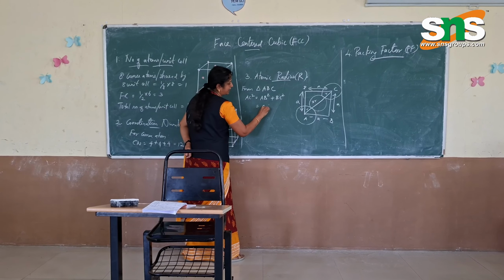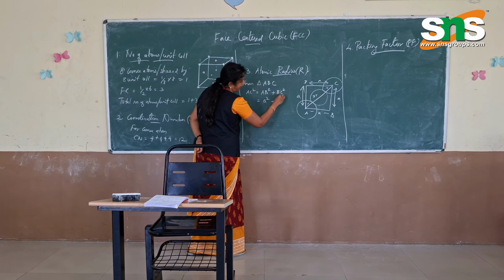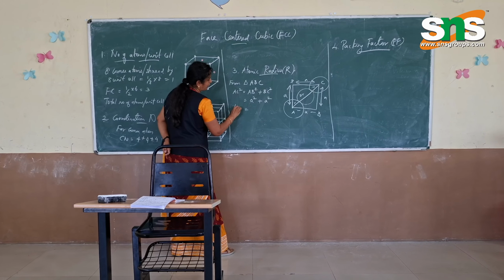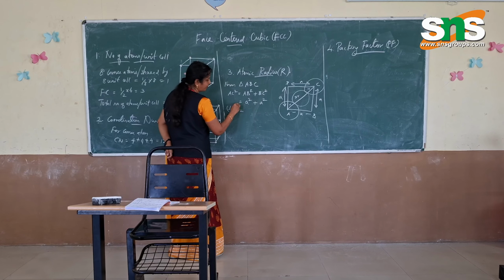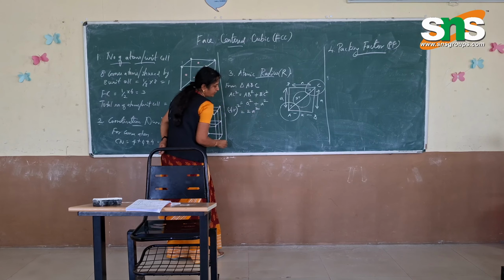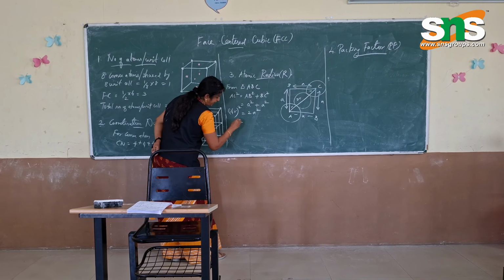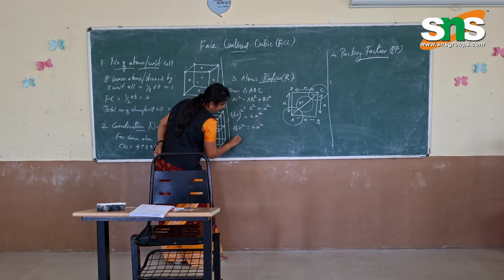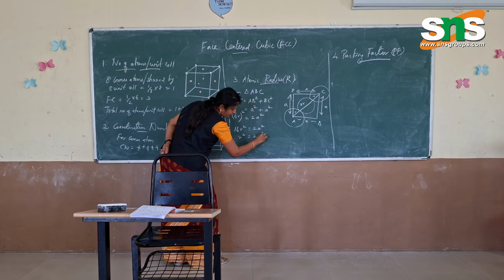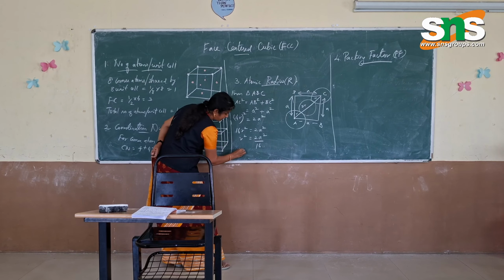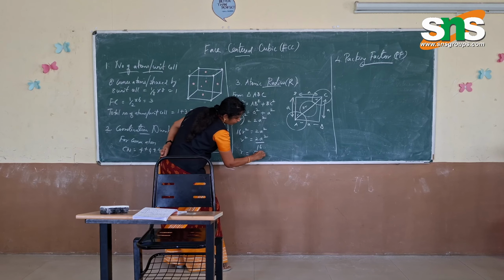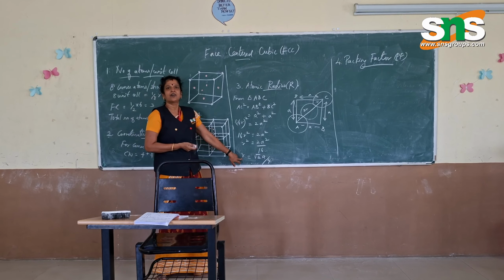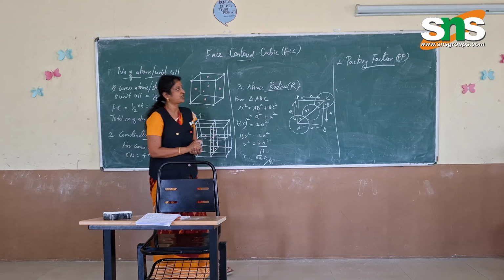So AB squared is nothing but a squared, and again BC squared can be written as a squared. AC is nothing but 4R in total. So (4R) squared is equal to 2a squared. Further it can be simplified: 16R squared is equal to 2a squared, or R squared is equal to 2a squared by 16, or R is equal to root 2 a by 4. So this is the atomic radius for the face-centered cubic structure.